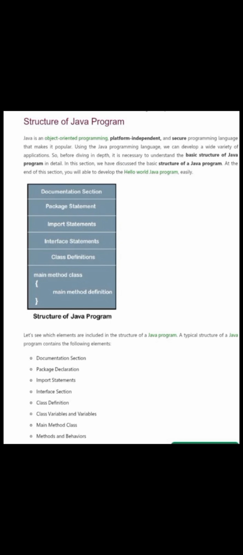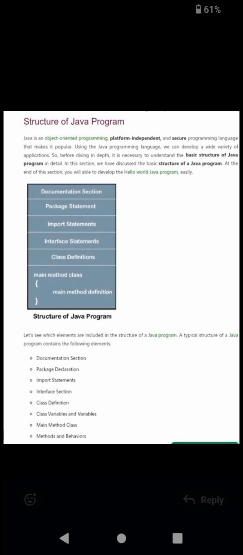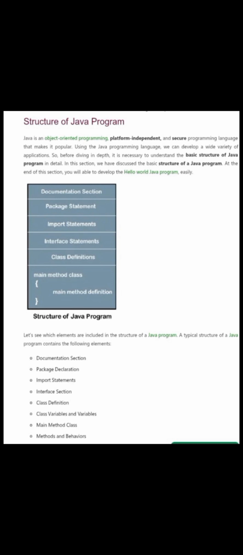The elements are documentation section, package declaration, import statements, interface section, class definition, class variables and constants, main method class, methods and behavior. These are the elements of the Java program. Now we discuss the elements in detail. The first one is the documentation section.